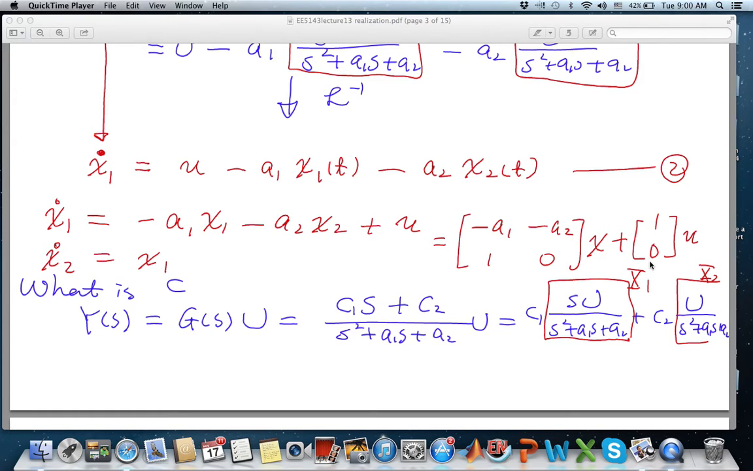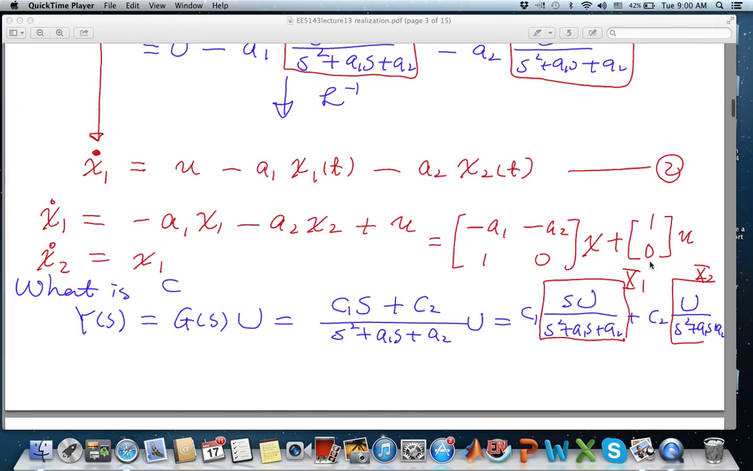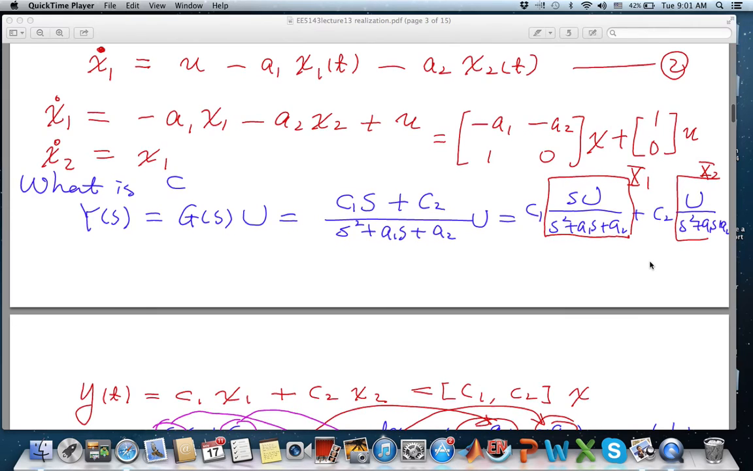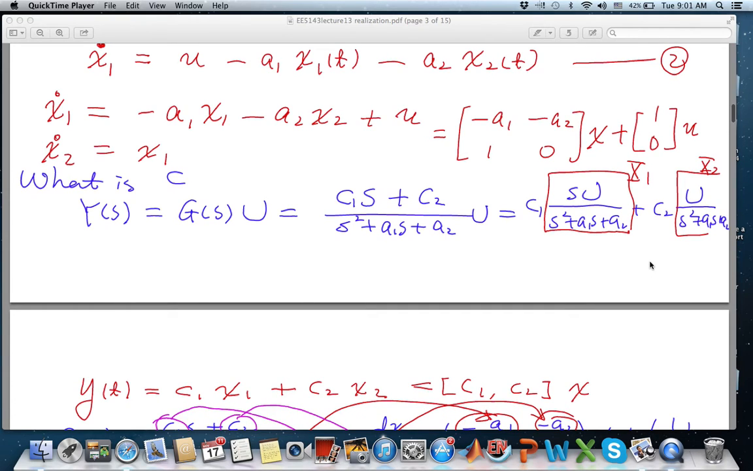Then the second question we need to look at is where does that C matrix come from? As was shown before, y of s is going to be g of s multiplied with u, and then we have (c1 s plus c2) divided by (s squared plus a1 s plus a2) times u. So it's equivalent to c1 times s u divided by (s squared plus a1 s plus a2) plus c2 times u over (s squared plus a1 s plus a2).